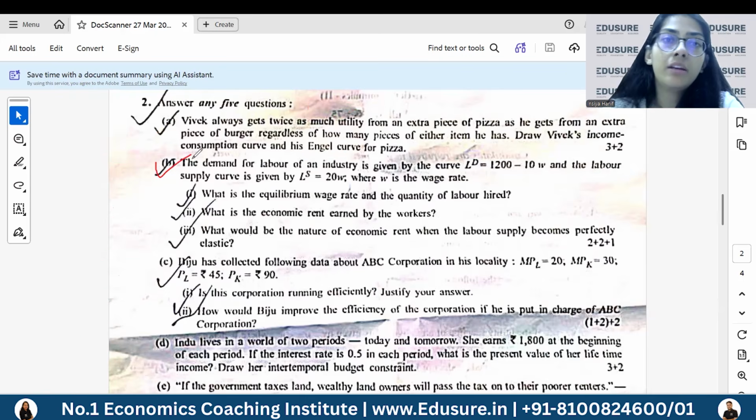One part B, the demand for labor of an industry is given by this, the labor supply is this, where W is the wage rate. What is the equilibrium wage rate and the quantity of labor hired? तो इसमें you just have to equate these, right? Labor demand should be equal to labor supply. यहाँ से आपको wage मिल जाएगा, आपको labor मिल जाएगा, okay.